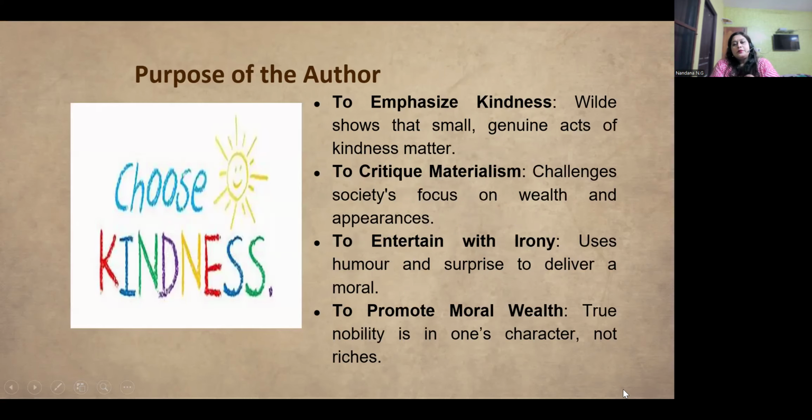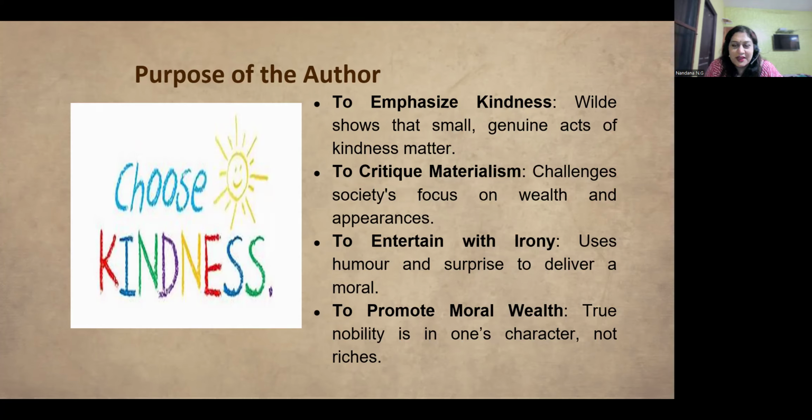Now, let us see the purpose of the author. Why did he compose this short story? To emphasize kindness, emphasize as in stress, kindness. Wilde shows that small, genuine acts of kindness matter. Definitely, it matters. Kindness is what, in fact, humanity is also known as humankind. But somewhere I feel humanity nowadays is not having any kindness for that matter. It is losing all kindness, though we are known to be the humankind. That kindness seems to be lacking, but at least reading such stories might propel us to go towards the path of kindness once again.